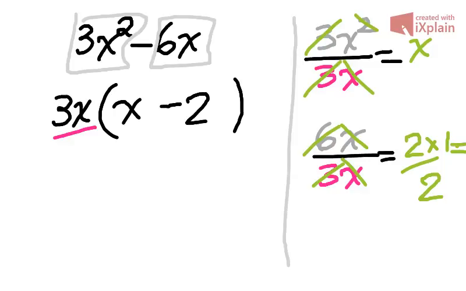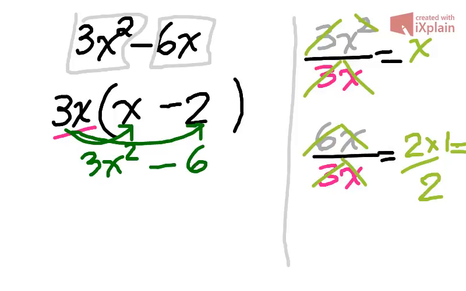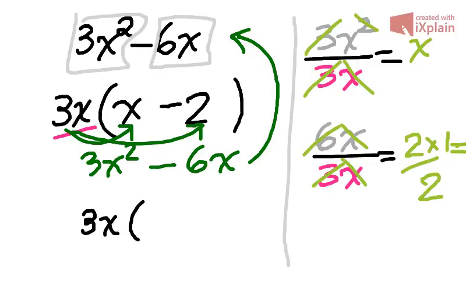There is the expression. We can check it by multiplying back, expanding it to see if it goes back to the original expression. We could do that now. 3x times x, 3x squared. 3x times negative 2, negative 6x, which matches the original expression. So final answer, the factorized form for that original expression will be 3x bracket x minus 2.